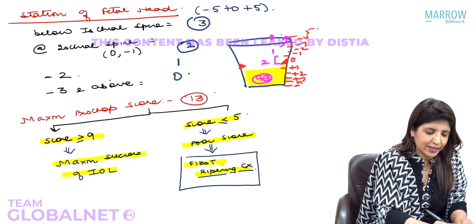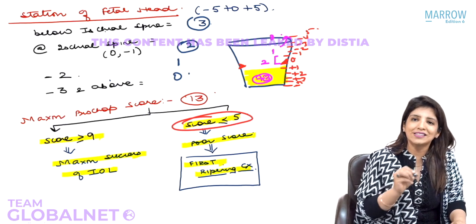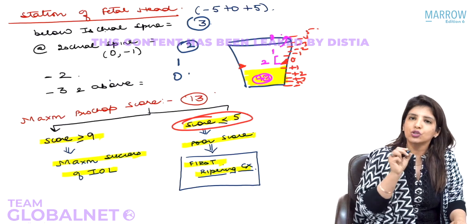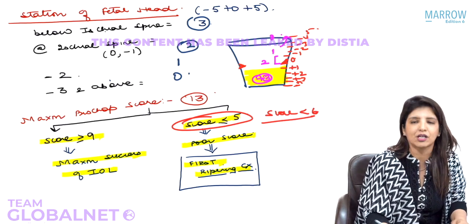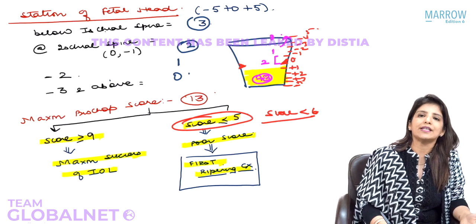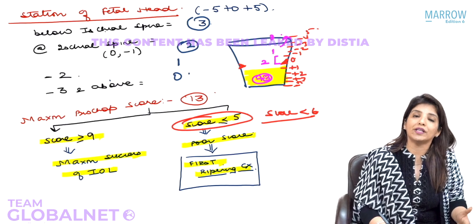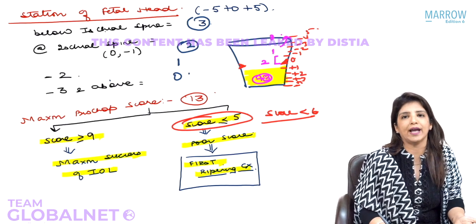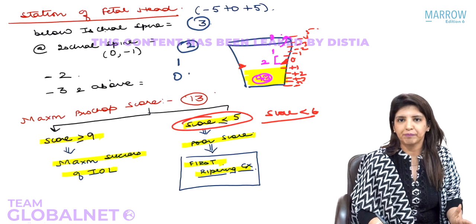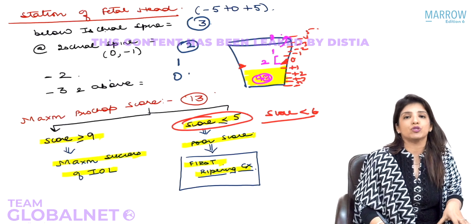Now, but don't get confused. Sometimes it will be written that score less than or equal to 5, or score less than 6, are one and the same thing. So whether I say score is less than 6, then it's a poor score, or whether I say score is less than or equal to 5, it's a poor score. That's one and the same thing. Clear to all of you? So this is what is Bishop score.